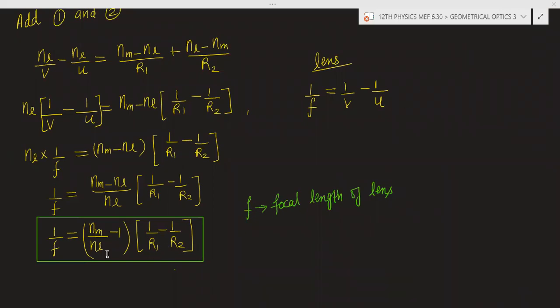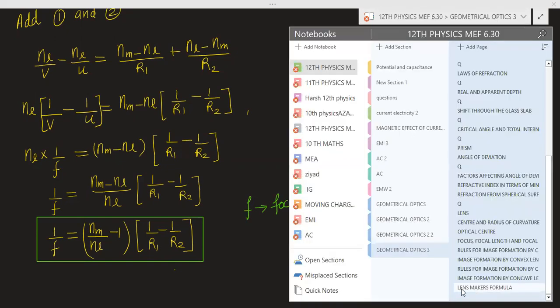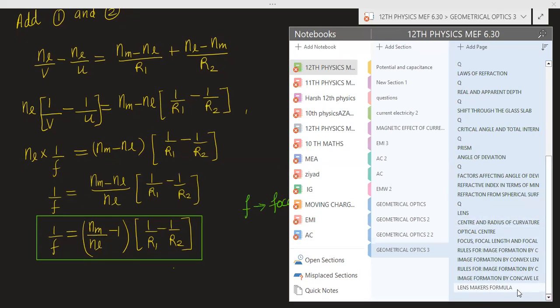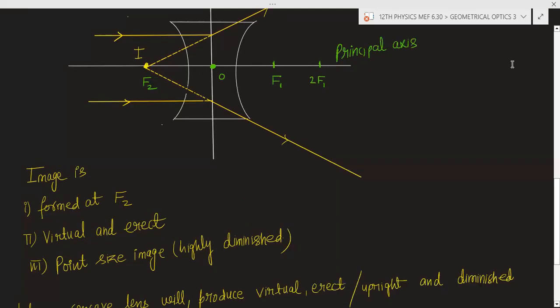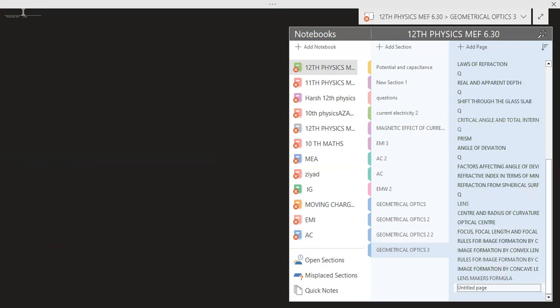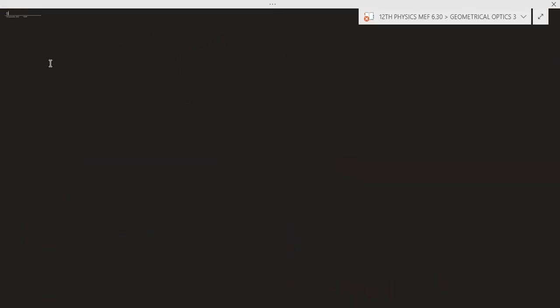In this formula, R1 and R2 and focal length, we will put with sign. With sign we will put. So on this formula, now we will solve some of the questions.